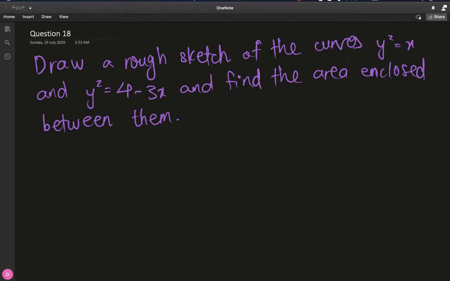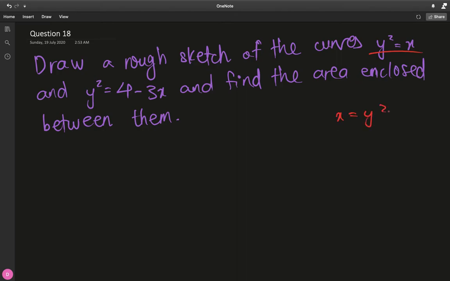Okay, so moving on to our final question, number 18. They're telling us to draw a rough sketch of the curves y squared is equal to x and y squared is equal to 4 minus 3x, and find the area enclosed between them. So this function actually looks familiar. It's reminiscent of x is equal to y squared. Sorry, y is equal to x squared.